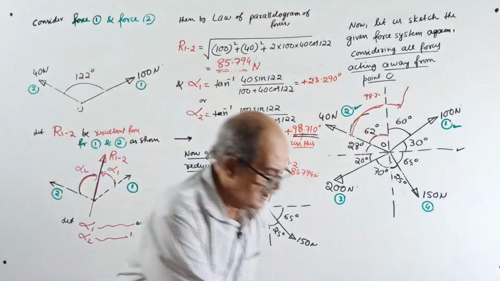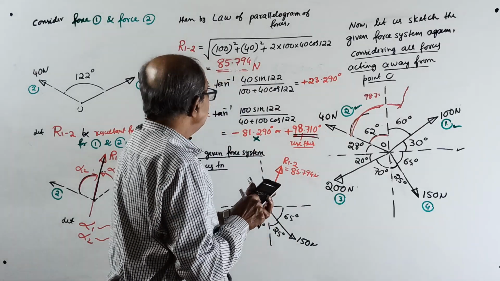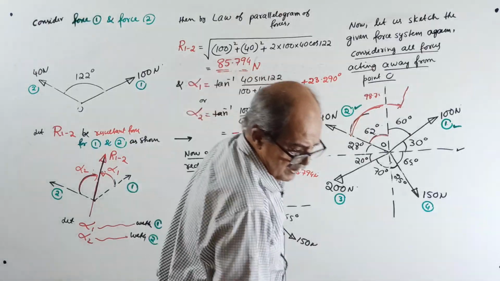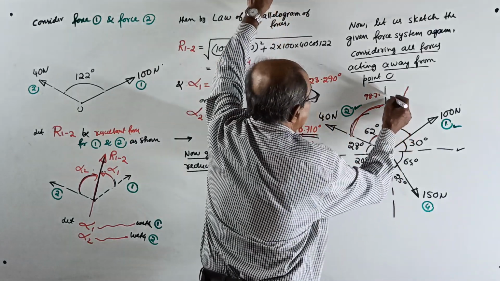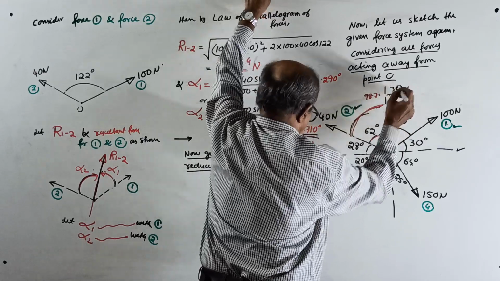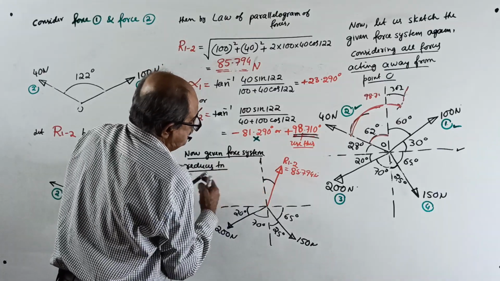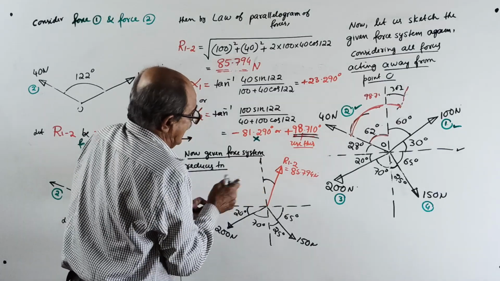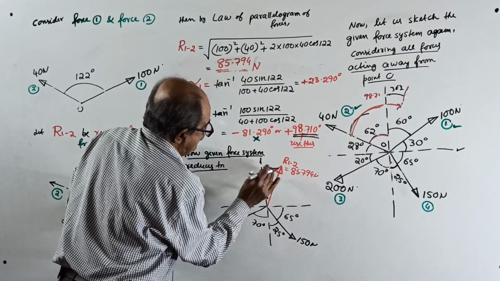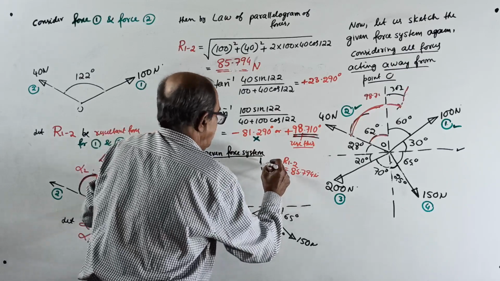Where is the calculator? Yes, 98.71 minus 62 comes to 36.71 degrees. This angle is 36.71, that you write here. This is a calculated value, so I use red color here. Why? Because it actually came by calculation. 36 point, the space problem is there. One minute. This angle is right here.